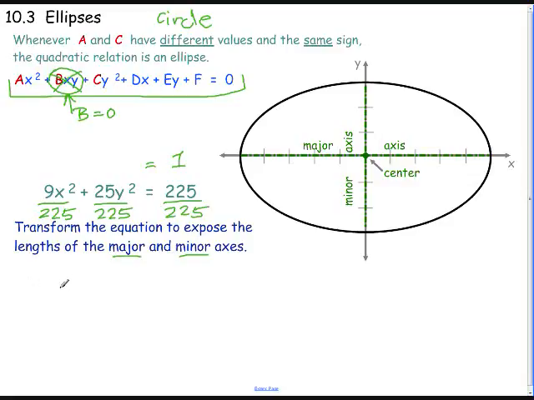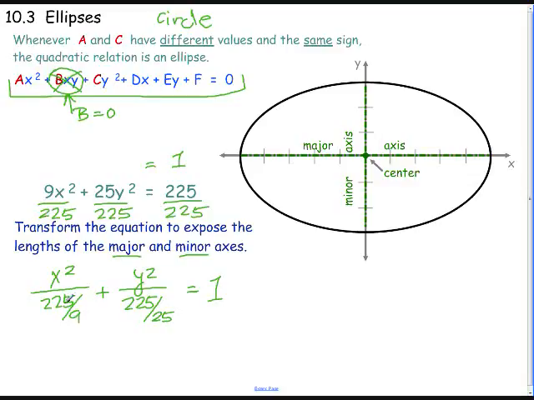So we end up with x squared over 225 divided by 9 plus y squared over 225 divided by 25 equals 1. And I promise you we're going to be able to see what the lengths of the major and minor axes are before we finish.